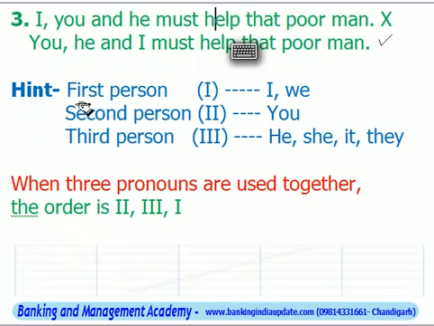Moving on to the third example, I, you and he must help that poor man. In this sentence, it is important to remember that whenever personal pronouns are used together in one sentence, they have to follow the sequence 2, 3 and 1. This means second person followed by third person, after which comes the first person if the sentence is positive.